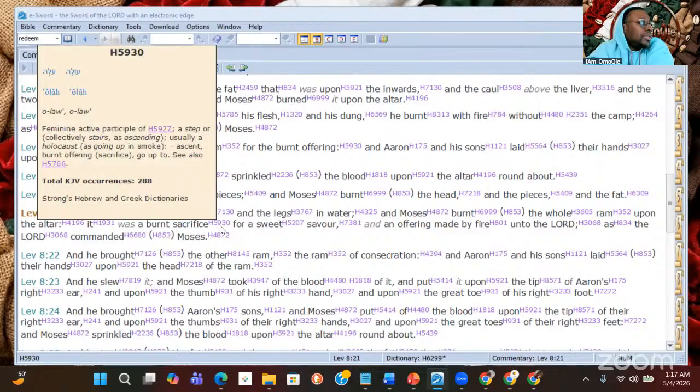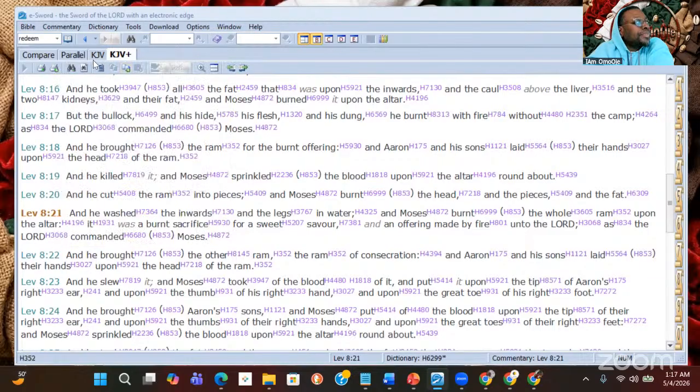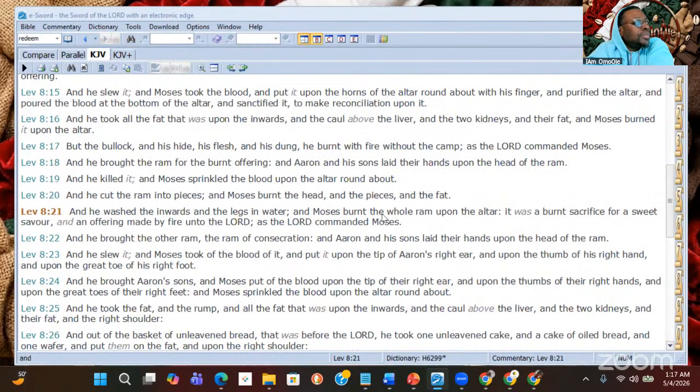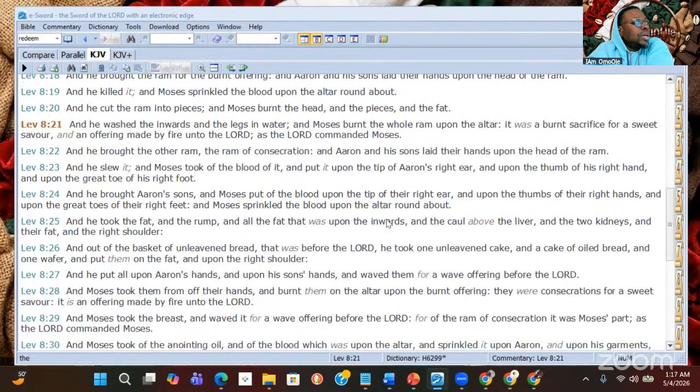Holocaust, oh Lord. It is a burnt offering, burnt sacrifice, oh Lord, or a Holocaust, oh Lord.